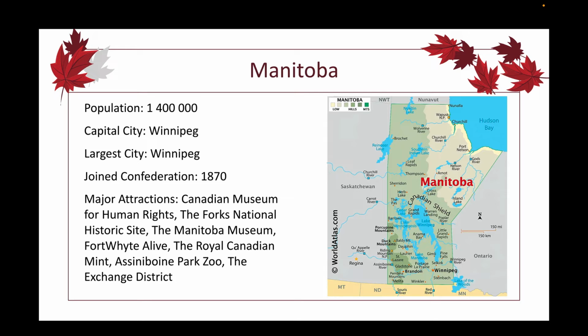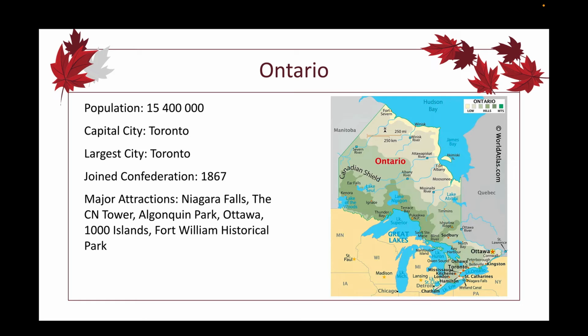Heading east, one of Canada's original provinces, joining in 1867, is the province of Ontario, with the largest population in all of Canada at 15.5 million people. The capital city of Ontario for the provincial government is Toronto, and it's also the largest city of Ontario and of Canada. Now, they joined, like I mentioned, in 1867 because they wanted to gain greater political and economic stability by having a strong federal government.